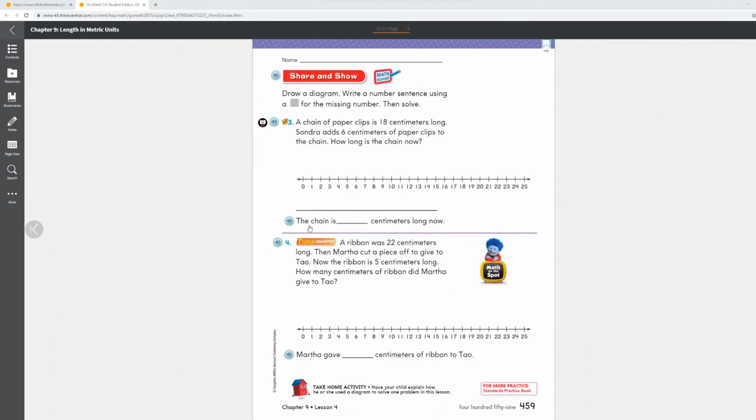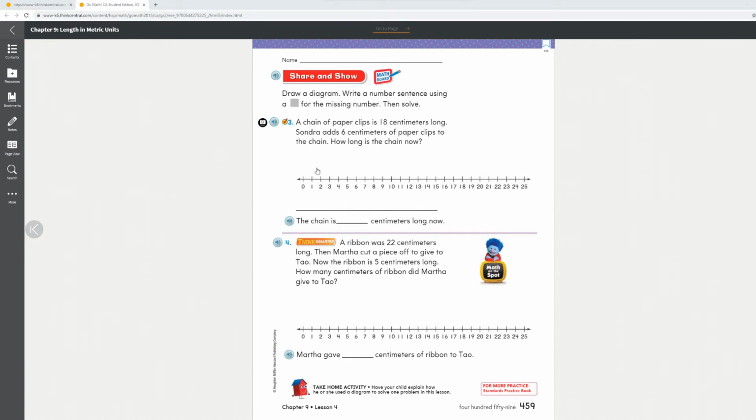Class, we are now on page 459. Share and show. Draw a diagram, write a number sentence using a gray box for the missing number, and then solve. So if you feel like you understand the examples that we did earlier, you can go ahead and work on 3 and 4 on your own. If you need a little extra help, you can work on it along with me. If not, wait for the answer.